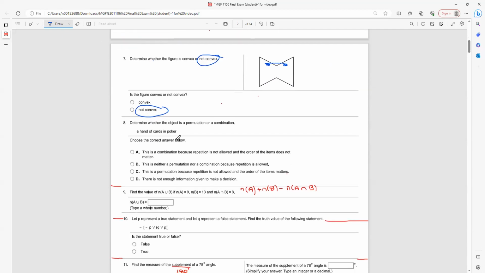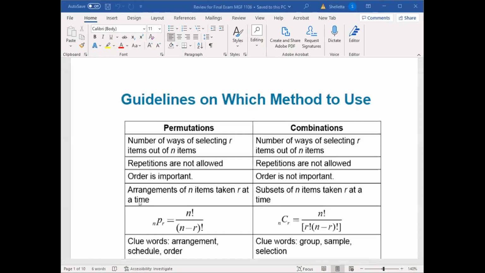For number 8, determine whether we have a permutation or combination. So let's go back to our notes again. Now, when determining if we have a permutation or combination, we can refer to this table. Permutations, we're selecting a particular item out of n items at a time.